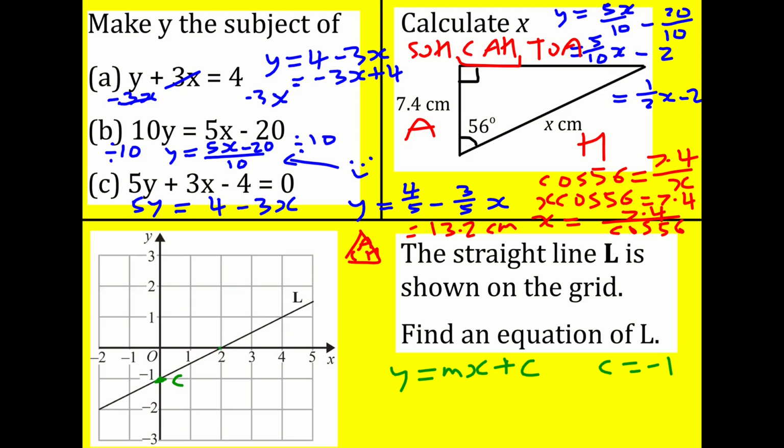I can work out the gradient by drawing a little triangle going from one corner to another corner. I go along 2 and up 1. My rise over run is 1 over 2. And then the equation just falls out. y is equal to a half x minus 1.